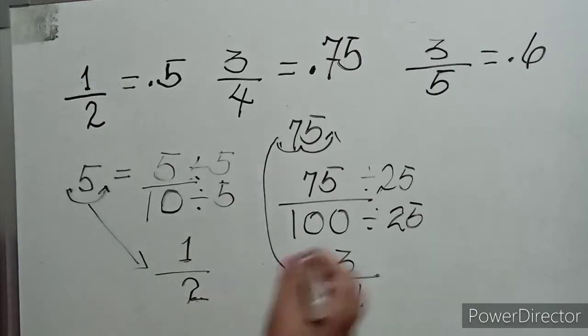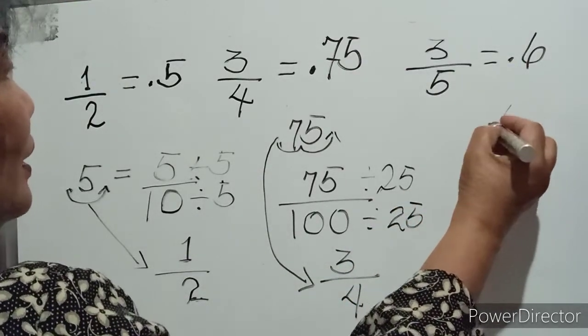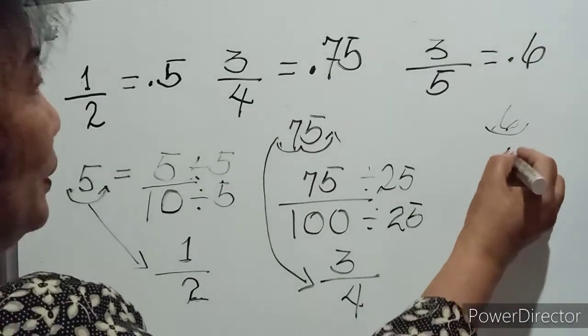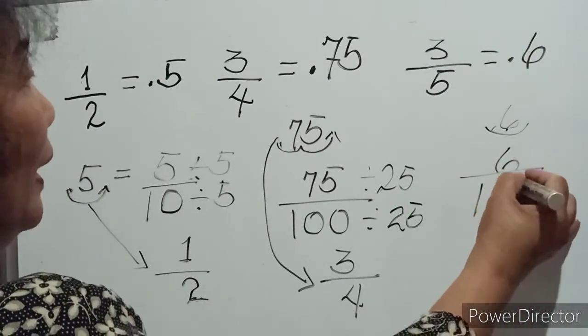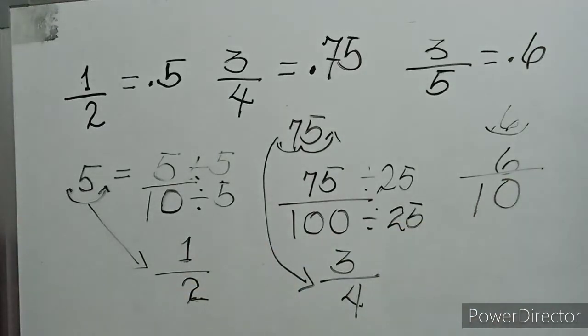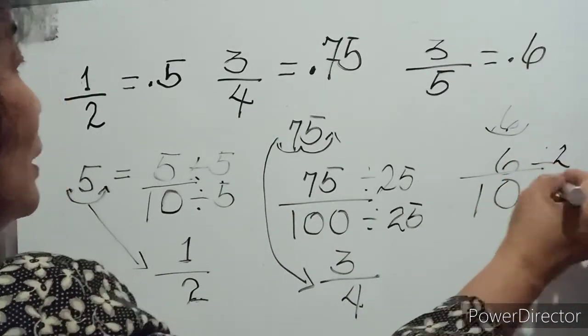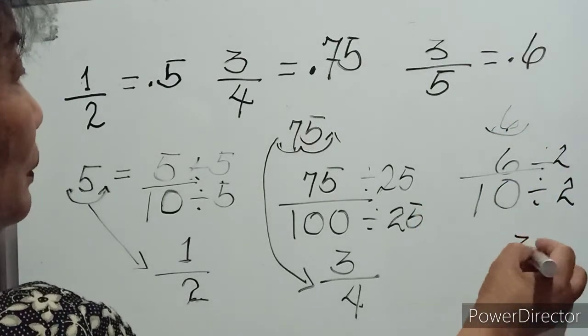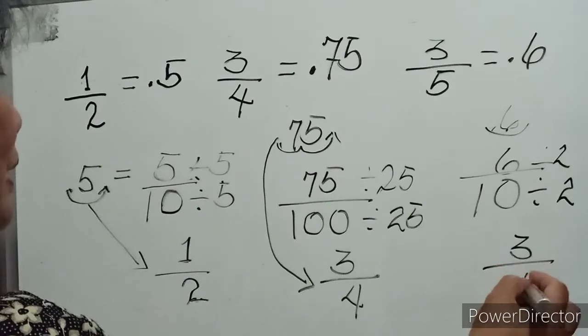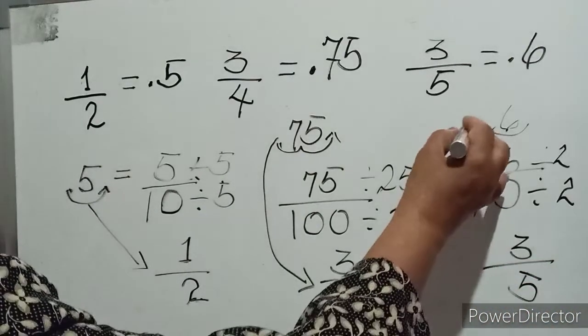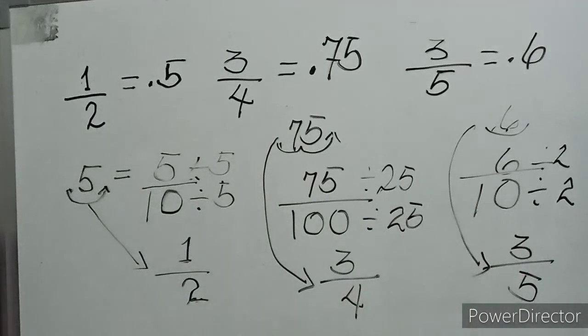Similar is true with 0.6. We move the decimal point once, so you have now 6 over 1 with one 0, because we moved only the decimal point once. They are both divisible. 6 and 10 are both divisible by 2. 6 divided by 2 is equal to 3, and 10 divided by 2 is equal to 5. 0.6 is now back to its fractional form, which is 3 all over 5.